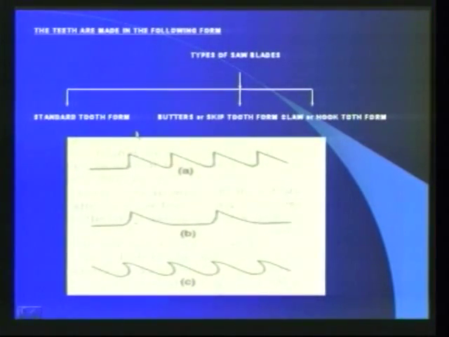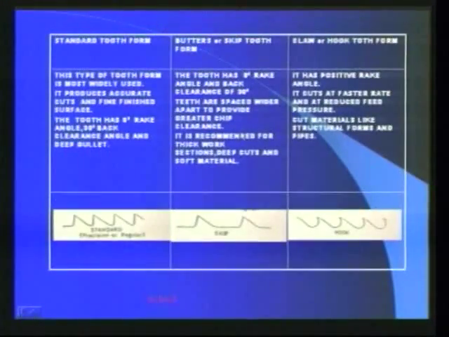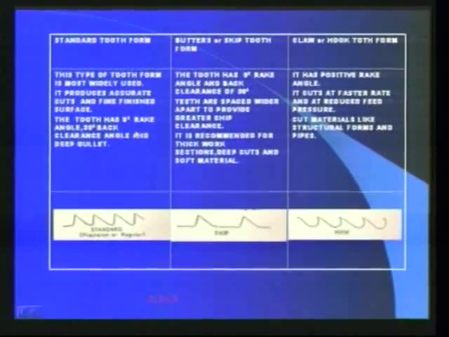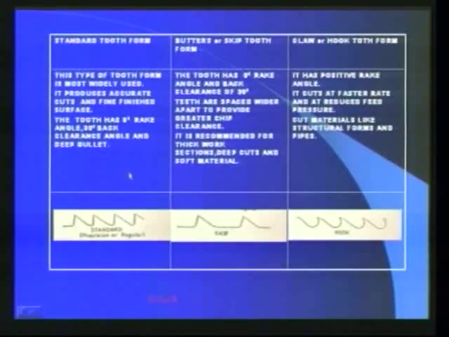Generally these three types of saw blades are used. One is standard tooth form, another one is skip or buttress tooth form, another one is hook or claw tooth form. Standard tooth form type of blade is mostly used. It produces accurate cuts on fine finished surface. The tooth has 0 rake angle, 30 degrees back clearance angle and deep gullet. It is the standard tooth form blade.